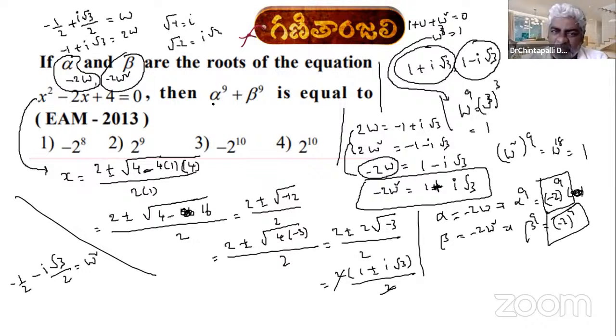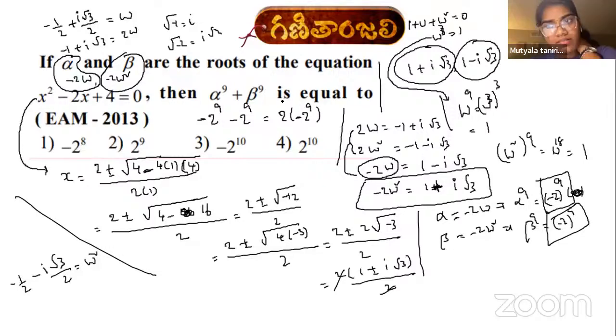Total, alpha to the power of 9 plus beta to the power of 9. Alpha to the power of 9 is negative 2 whole power 9, so this is negative 2 power 9. Students, can you answer now? Bunny, Murali Reddy and Sanketana, can you answer now? Negative 2 whole power 9 will become 2 times negative 2 power 9. It is 2 power 1 times 2 power 9, which is negative 2 to the power 10. So the option is? Option 3, sir.